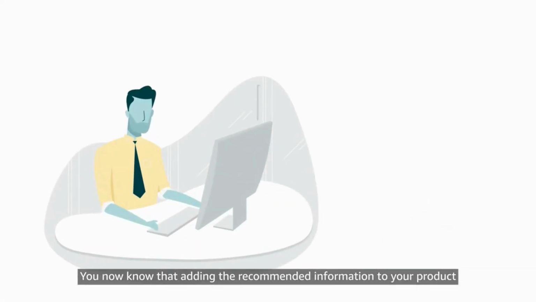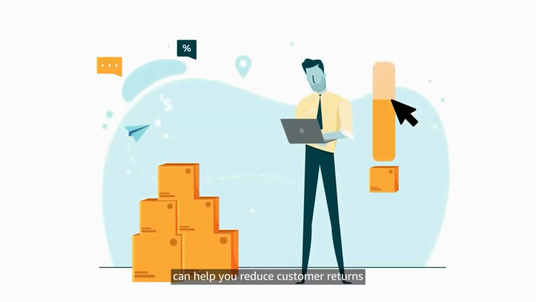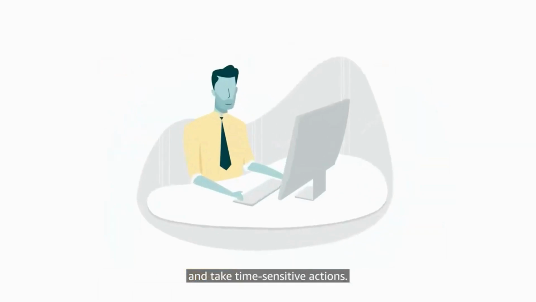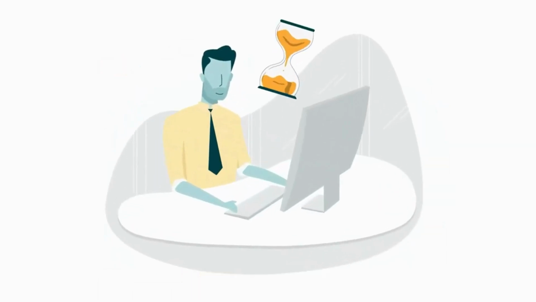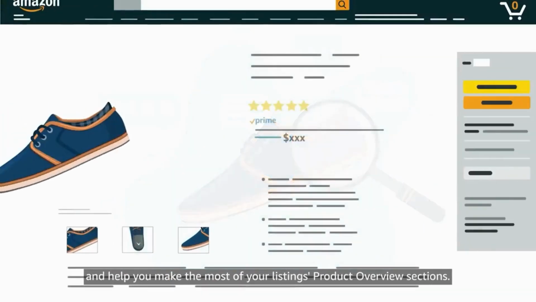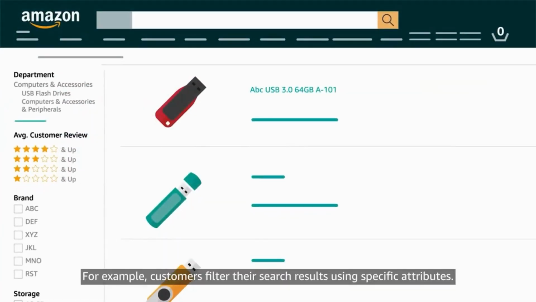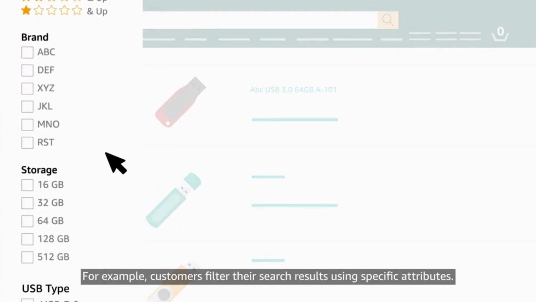You now know that adding the recommended information to your product listings can help you reduce customer returns and take time-sensitive actions. It can also help improve product discovery and help you make the most of your listings' product overview sections. For example, customers filter their search results using specific attributes.